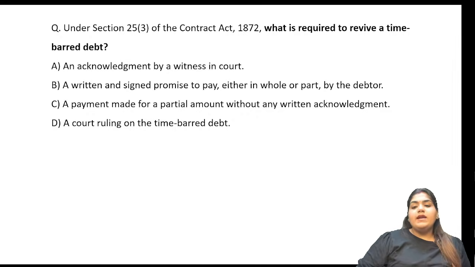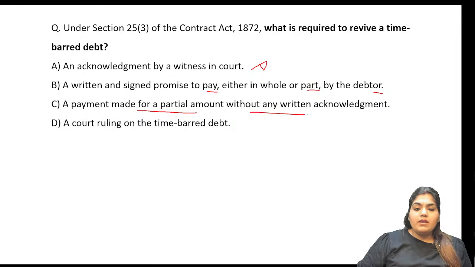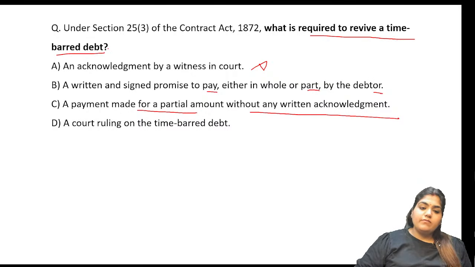See, time barred debt, I told you. Time barred debt means when you cannot file a case. That is the time barred debt. So an acknowledgement by a witness in court? No. And a written and signed promise to pay either in whole or in part by the debtor. A payment made for a partial amount without any written acknowledgement. What is required to revive a time barred debt?